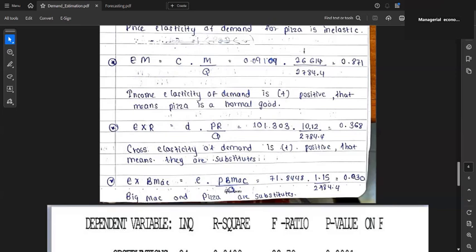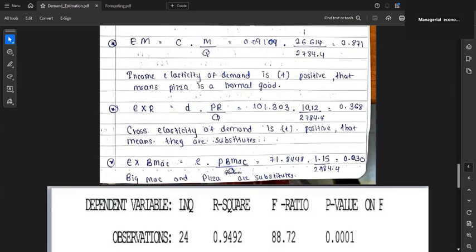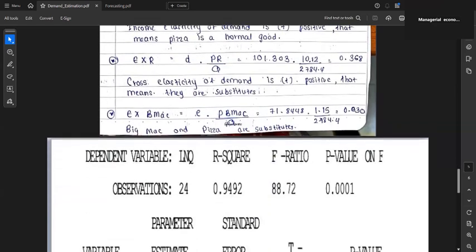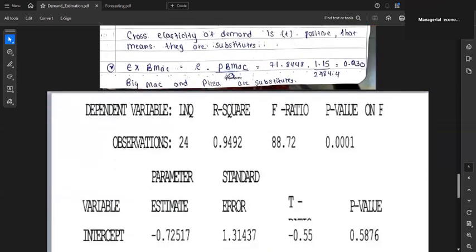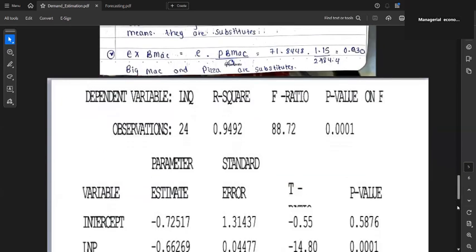And in the same process we can get it for Big Mac. So Big Mac is also a substitute because there's a positive cross elasticity of demand. It's 0.030. We say substitutes are perfect substitutes if the cross elasticity of demand is like 1. So if the price changes by 1%, quantity changes by 1%.